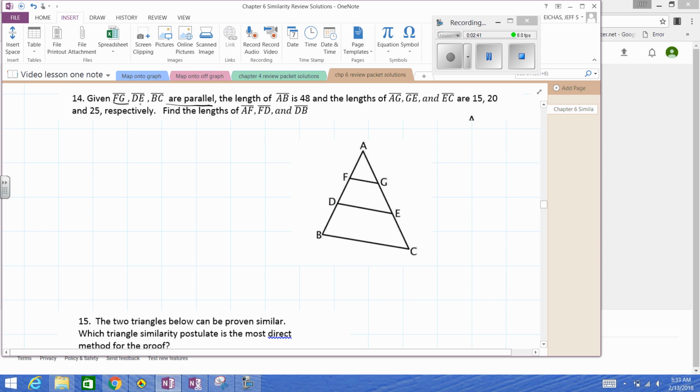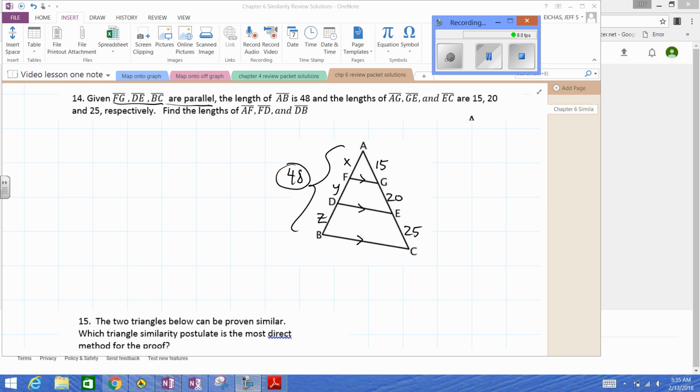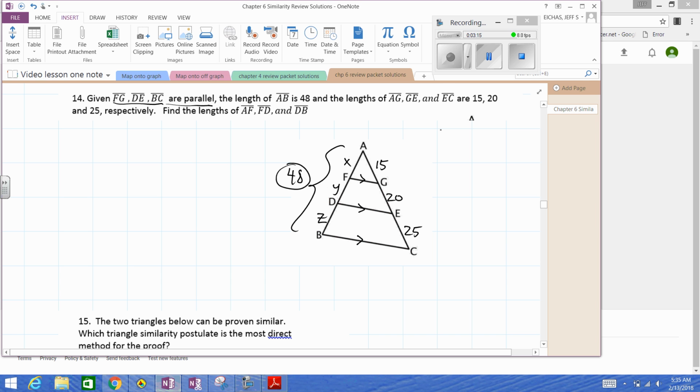All right, those are parallel: FG, DE, BC. AB, the whole thing, is 48, and the segments are 15, 20, and 25. So find these other lengths. The connection here is the 48. A little odd. Let's call these X, Y, and Z. Here's what we know: what we like to call the side splitter theorem. I know that's just what we call it.